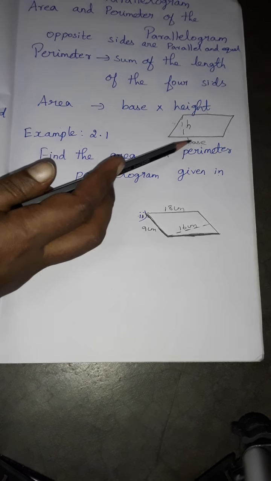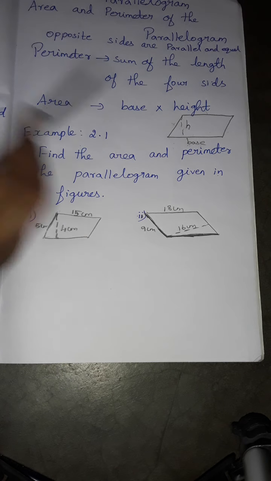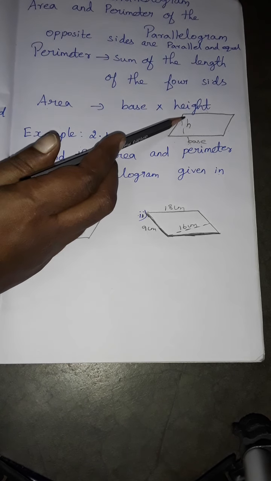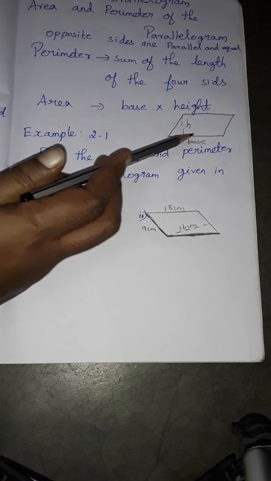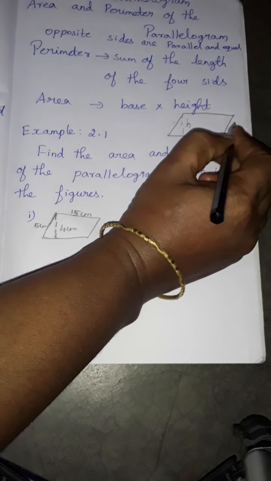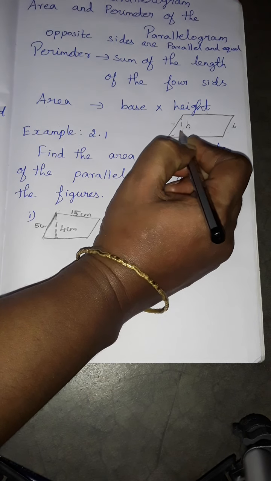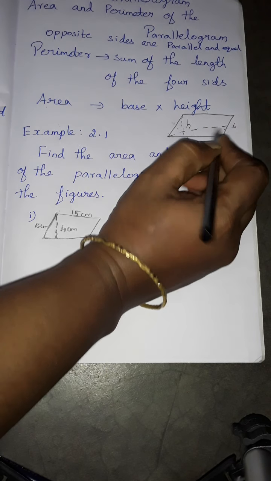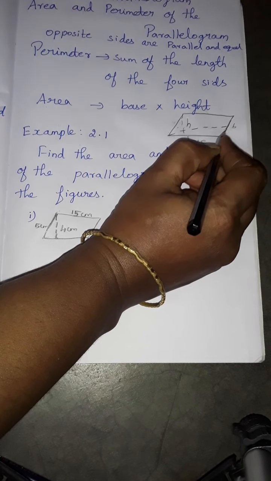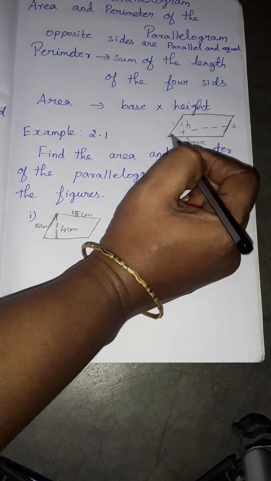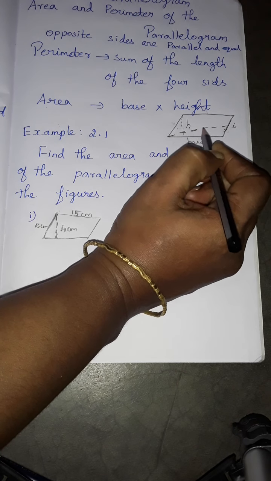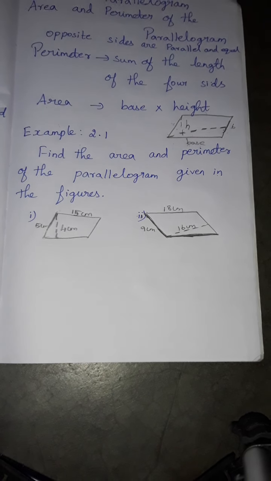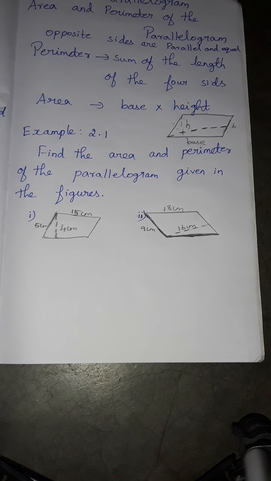So area is equal to what? Base into height. This is the base, and we have to measure the height like that. For this base, we measure this distance as the height. This is the height of the shape.